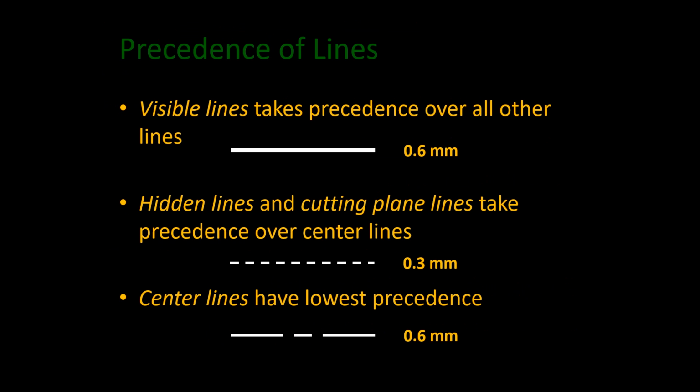In this slide, we will learn about the precedence of lines. Lines are shown on the views in a drawing in a prescribed order, which is known as the precedence of lines. A solid line, object or continuous, takes precedence over a hidden line, and a hidden line takes precedence over the center line, which has the lowest precedence. The visible lines, the hidden lines, the cutting plane lines and the center lines are shown in this slide, as we can see.